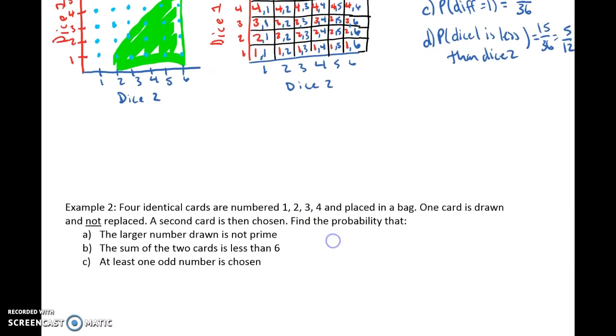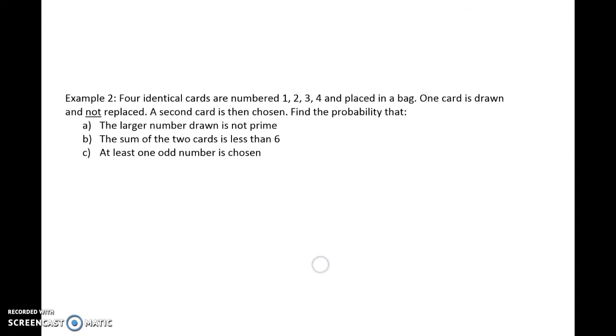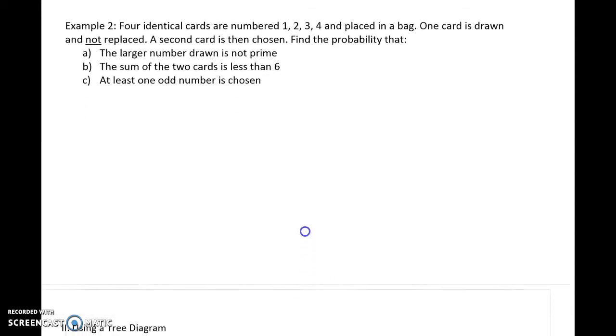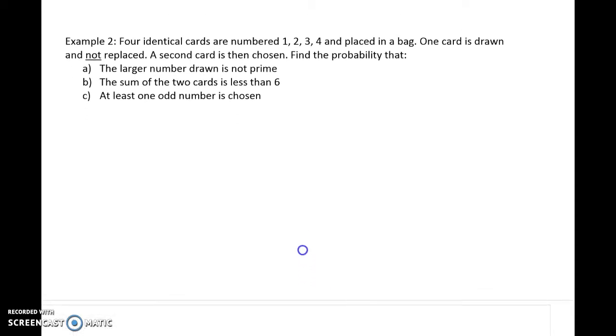If we look at example 2, we can look at an example where we have no replacement, which means the second probability is kind of affected by what happens first. So if you look at example 2, 4 identical cards are numbered 1, 2, 3, 4, placed in a bag. One card is drawn and not replaced. So that means the total is changing every time we draw a card. The second card is then chosen. We want to find these probabilities.